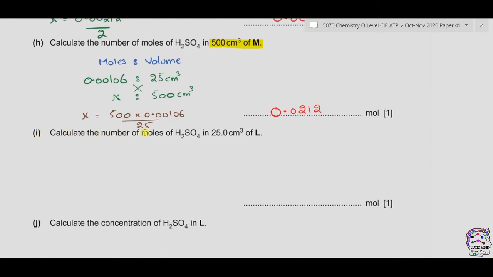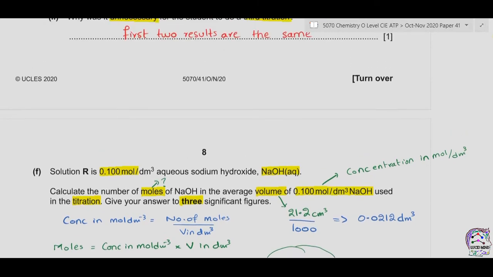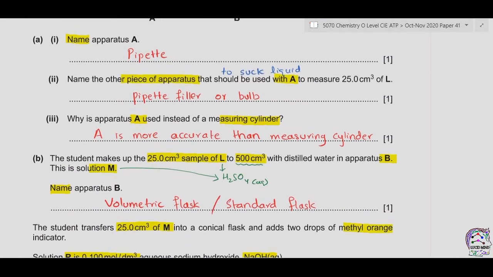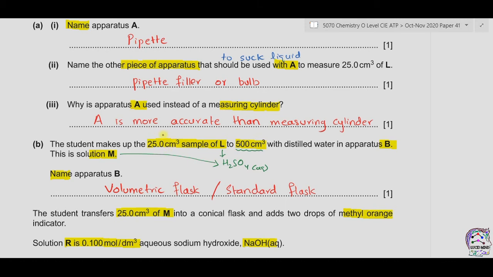Part I. Calculate the number of moles of sulfuric acid in 25 centimeter cube of L. As in part B, we could see that 25 centimeter cube of L was used to make solution M, so it was only diluted, so the number of moles are not changed. Actually, the concentration is only changed.